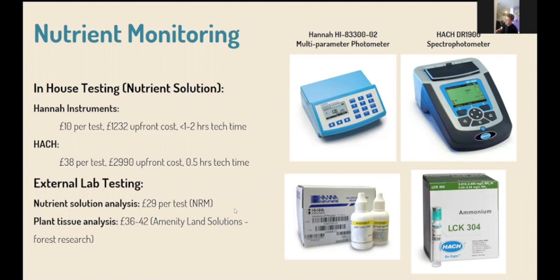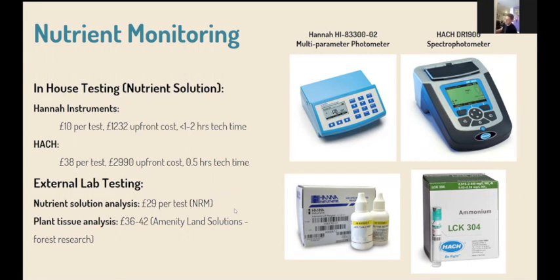If cost isn't an issue for you and your technician time is quite important, you can use the Hach one. It's slightly more expensive, at £38 a test, and does all 16 macro and micronutrients. Like I say, if you want to test fewer, it'll be much cheaper. It's more of an upfront cost. The actual piece of kit costs around £3,000, but it's incredibly quick and easy to use.